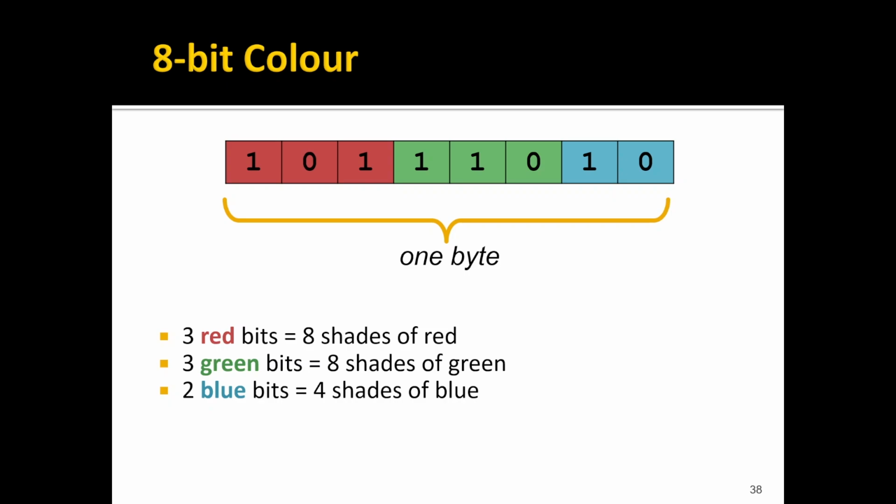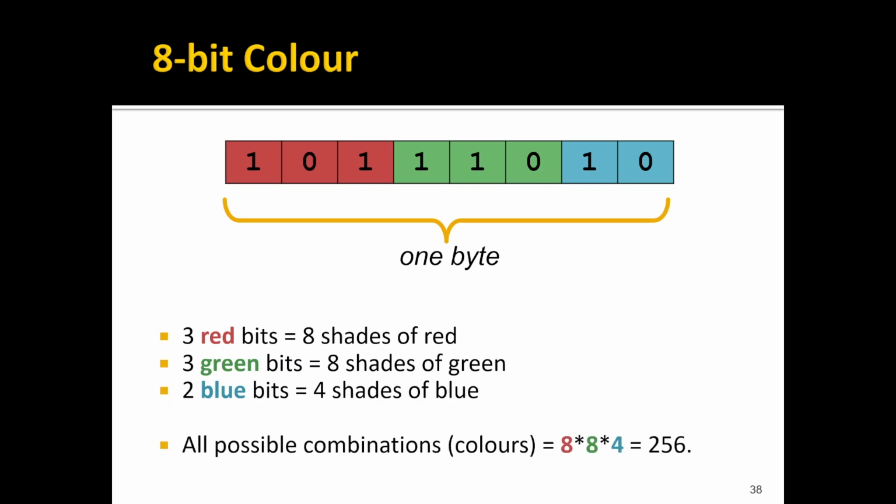Now we can combine these reds, greens, and blues in various ways, for example using lots of red and blue but not green, or a little bit of each. So in total, with 1 byte per pixel like this, we can represent 8 times 8 times 4, or 256, possible combinations or possible colors.